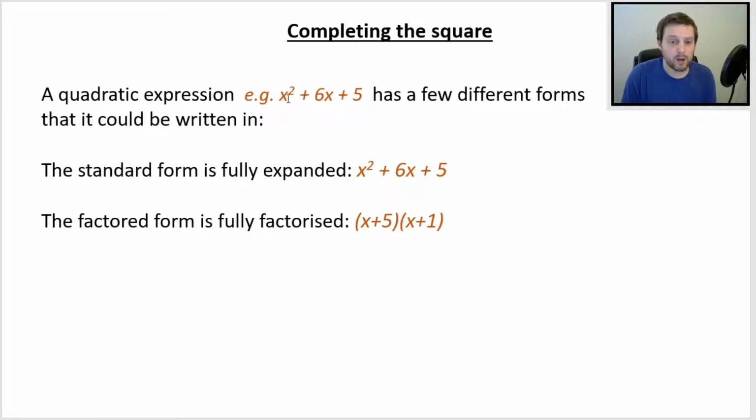There are a few different ways it can be written, and these are called different forms. Okay, so one form is the standard form, which is just the fully expanded form, right? Just the normal one that you first see when you get taught about quadratics. There you go. Now we could also factorize this. So we want two numbers that multiply to make 5 and add up to make 6. So this would be 5 and 1. So that's called the factored form. Now some quadratics, it's very difficult to work out this factored form.